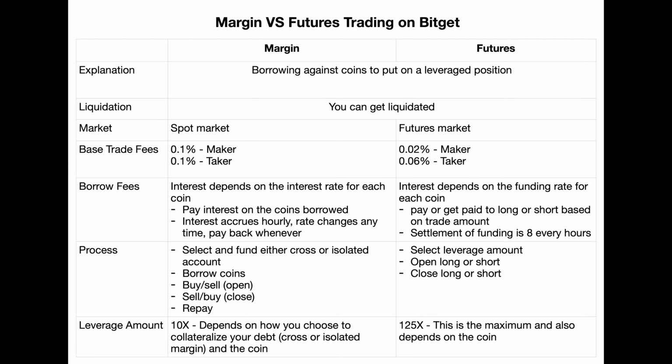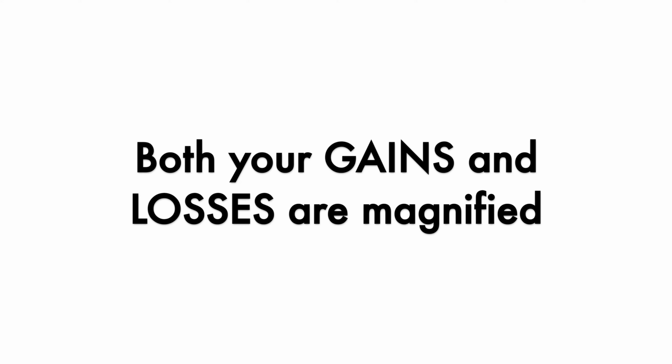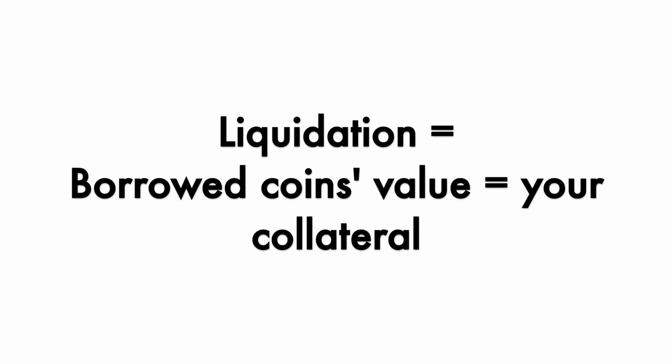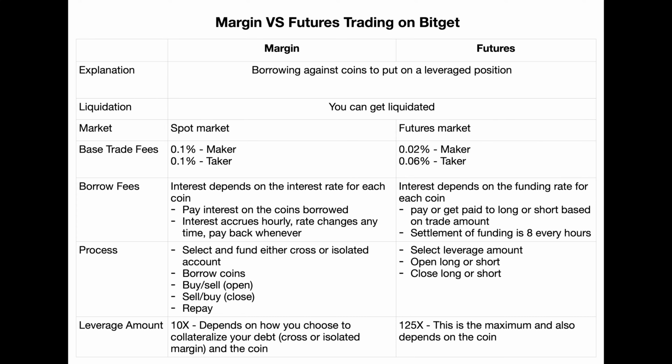So for both margin and futures trading, they are both similar in that you would be borrowing against your coins to put on a leveraged trade. This means that both your gains and losses are magnified. As you're borrowing against your coins, this means that you can get liquidated. Liquidation happens when the value of the amount that you borrowed is worth roughly your collateral amount. As a result of that, your own coins are automatically taken and you're left with nothing in your account. So pretty much just those two things are the same.